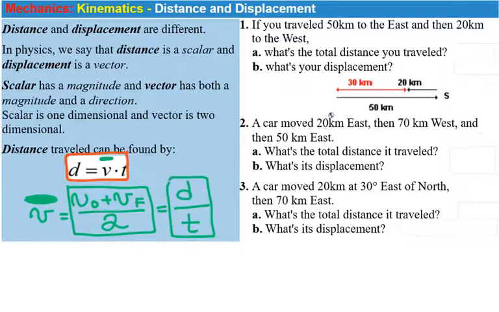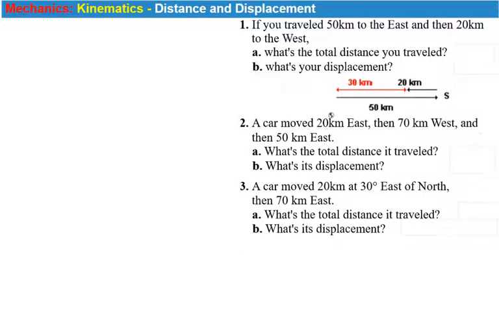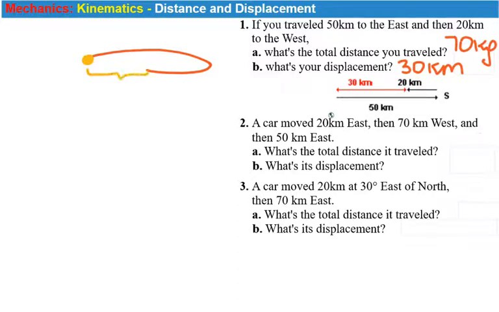So here's the first example. If you travel 50 kilometers to the east and then 20 kilometers to the west, what is your total distance traveled, and what is your displacement? The total distance in this case is going to be 70 kilometers. And the displacement is going to be 30 kilometers, because it is east and then to the west, so your displacement from the original point is going to be 30 kilometers, and the displacement is to the east.